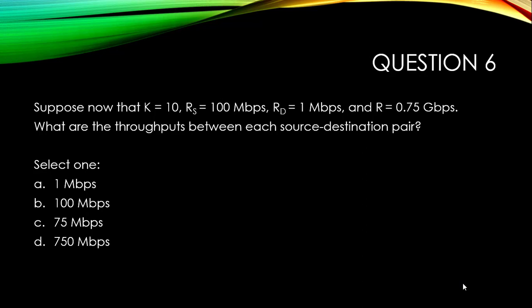So now we're back to our original question. What were the throughputs between each source-destination pair? And so we determined that RD was the least amount of capacity, and this dictated our throughput, so we can go ahead and select 1 megabit per second as our answer.